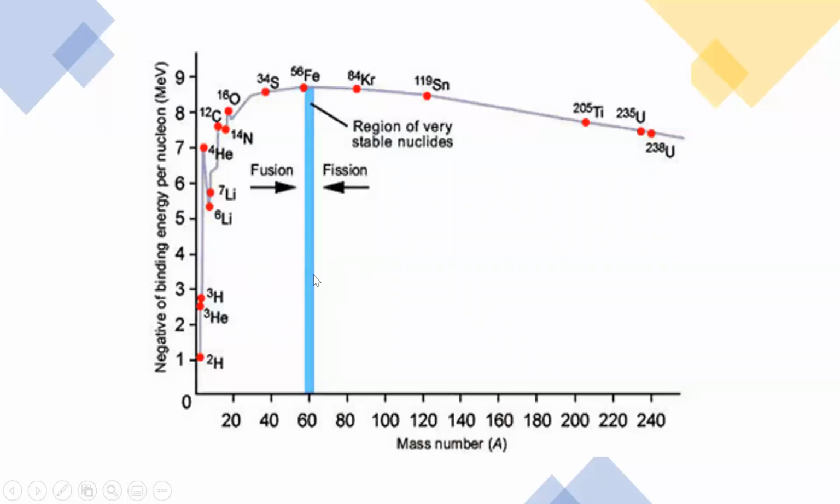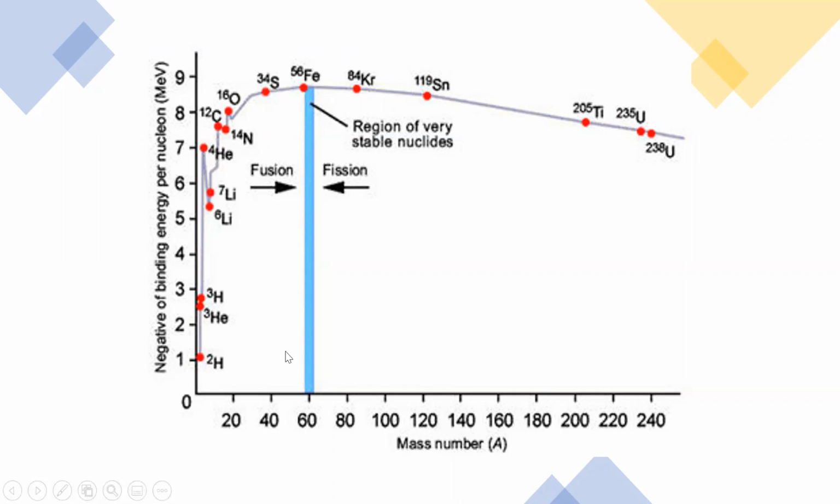Let's have a look at a very, very famous graph in nuclear physics. This shows us the binding energy per nucleon. It's in mega electron volts, and this is the mass number. As you have seen in the YouTube video as well, as the binding energy increases, it shows that the stability of that nucleus increases.